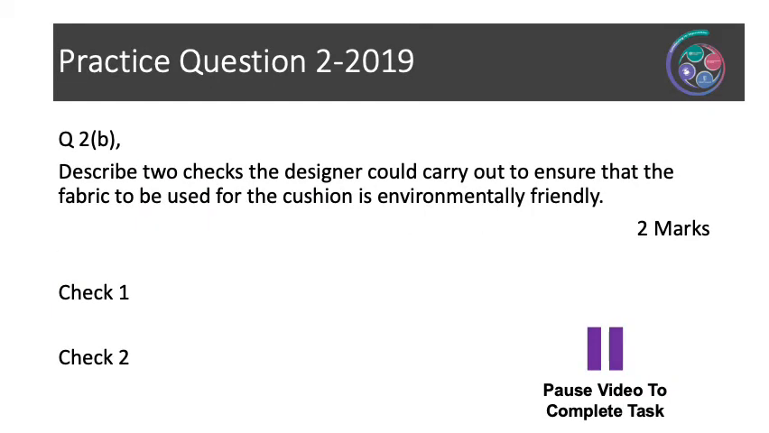So here is our practice question. This question comes from the 2019 paper. So it is question 2b. Describe 2 checks that the designer could carry out to ensure that the fabric to be used for the cushion is environmentally friendly. As before, pause this video and have a go at answering this question. Once you have done this, you can restart the video and we will go through possible answers.